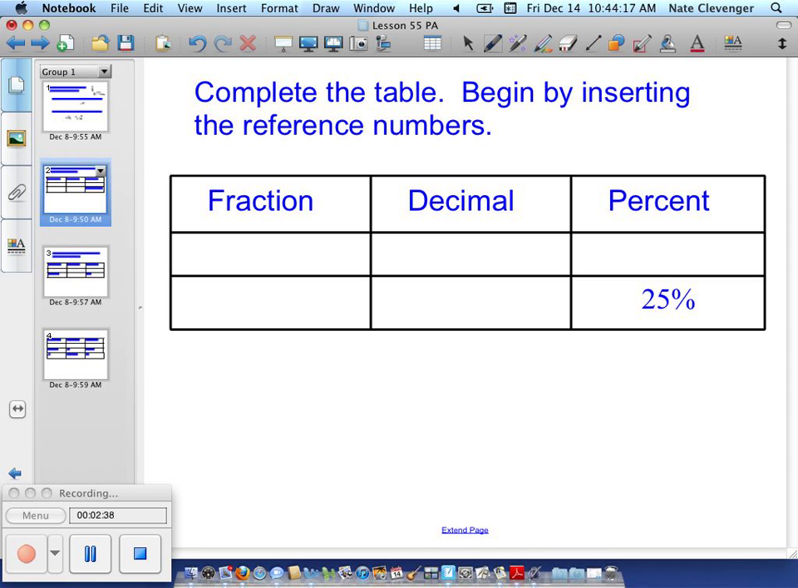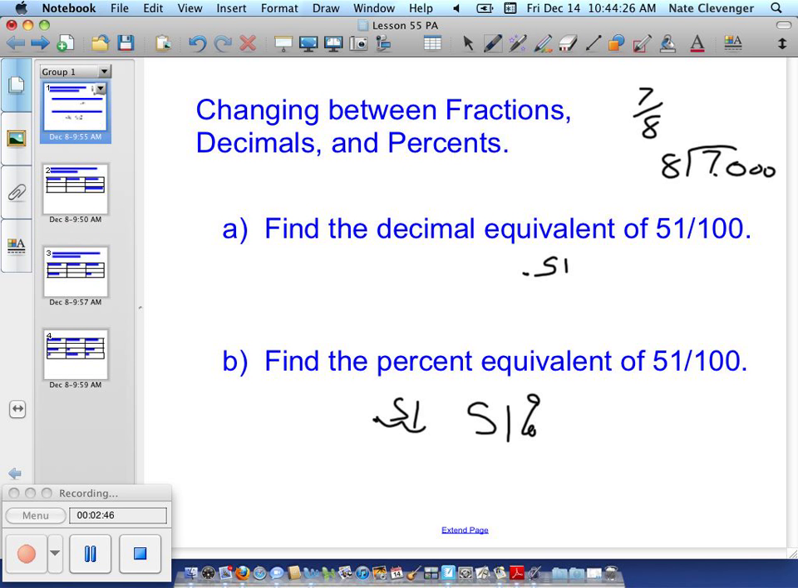Complete the table. Begin by inserting the reference numbers. The reference numbers are these problems here. And it's expected through the first couple of tests that we take. Once you get into this, it says on the test, begin by inserting the reference numbers. I'm going to be looking to see that you're inserting the reference numbers. If you're not, I'm going to take a point off. Not a huge issue, but I am going to get you for not following directions.